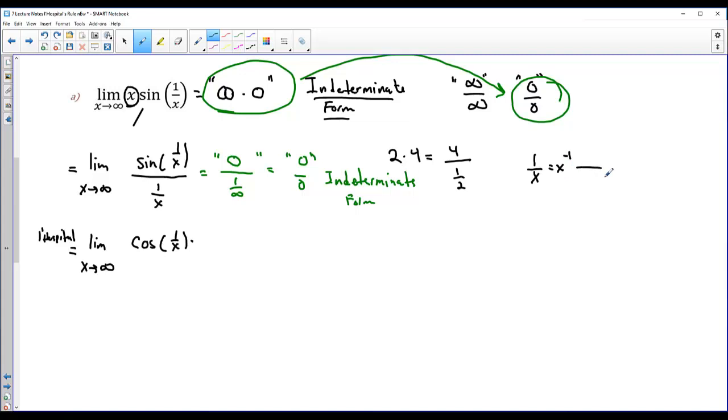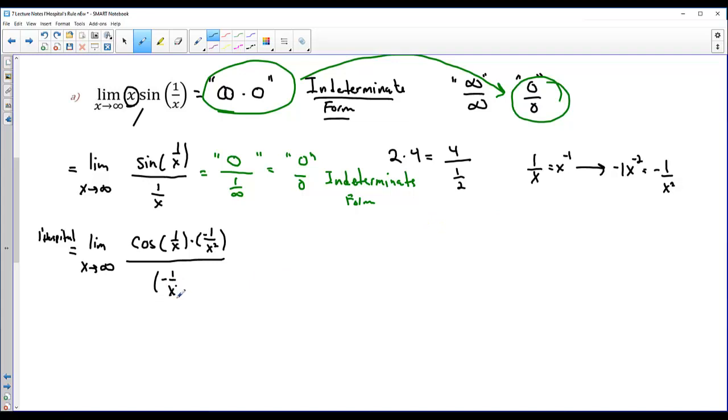So its derivative, I'll just draw an arrow here for its derivative, would be negative 1, x to the minus 2. Or if you like, we could write that as minus 1 over x squared. So times negative 1 over x squared. And then all divided by the derivative of 1 over x, we already know that, because it's also negative 1 over x squared.